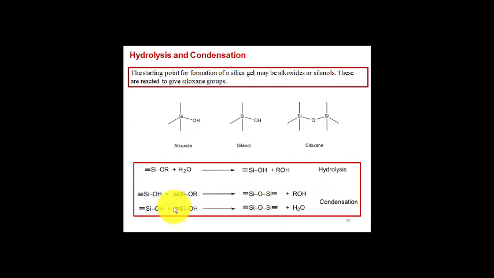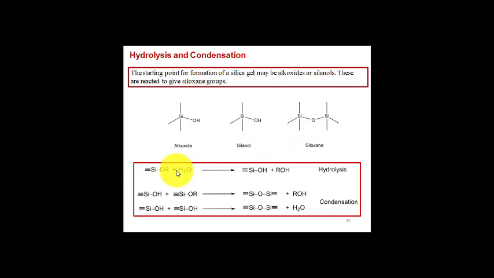Here for example, if we use this one, ROH will be removed. If we use this one, then OH from one group and hydrogen from the other group will be removed in the form of water and we will get a silicon-oxygen-silicon bond, and these are siloxanes. These are two processes of hydrolysis and condensation.